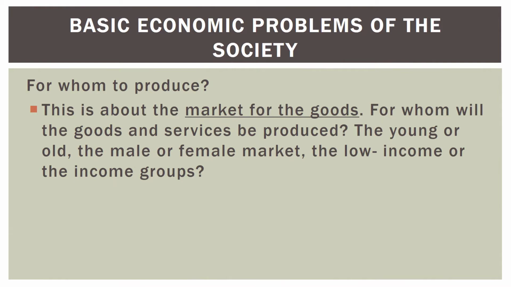Second, for whom to produce. This is about the market for the goods. For whom will the goods and services be produced? The young or the old, the male or female market, low income or high income groups.